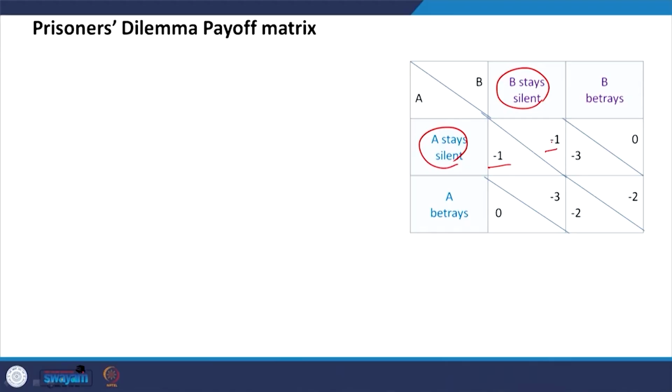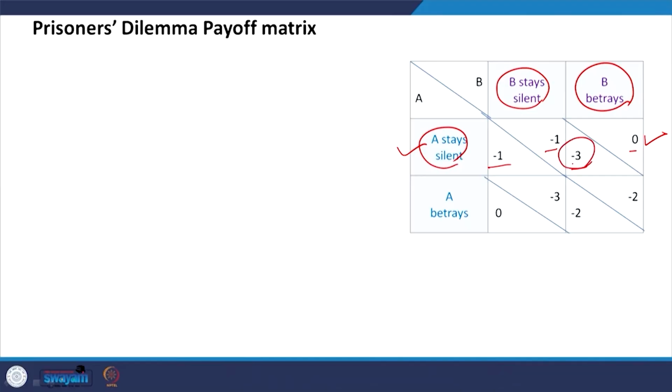Now let us talk about the second strategy, where A is remaining silent, however B is betraying. In this context, the payoff that we will be getting is -3 and 0. That means B betrays, that is why he is set free, he is not going to get any prison term, but A, since he is remaining silent, will be punished for 3 years in jail.